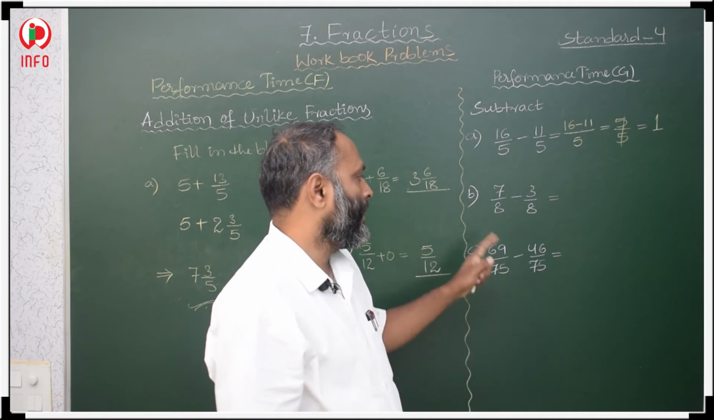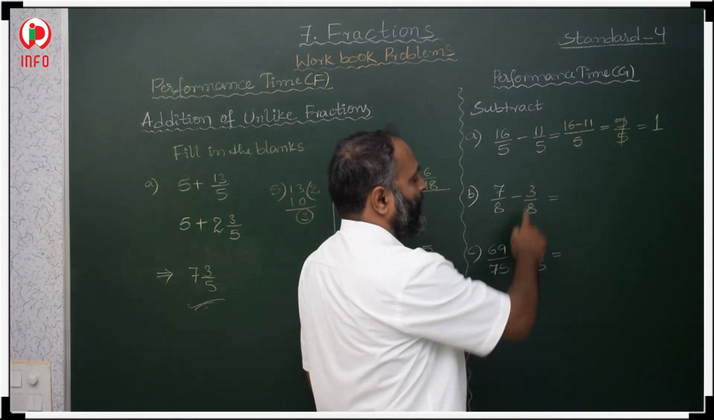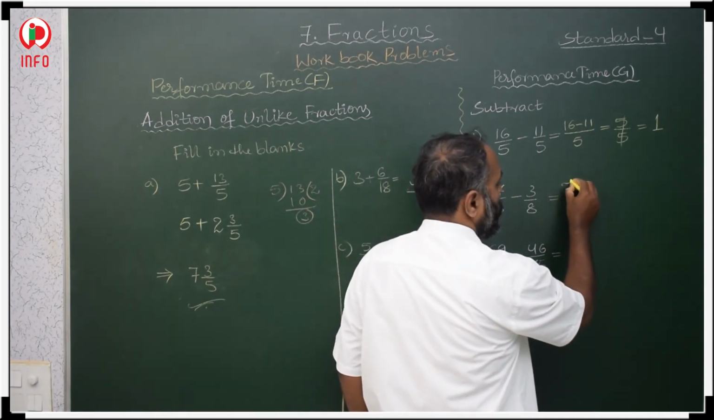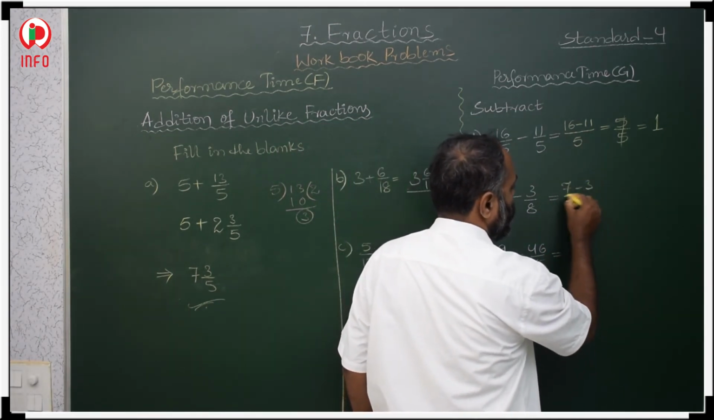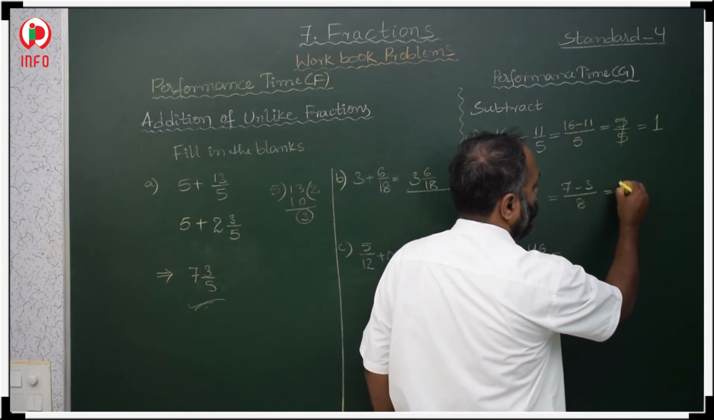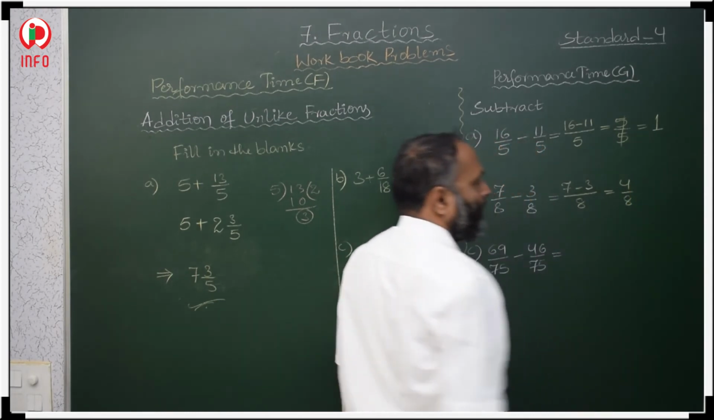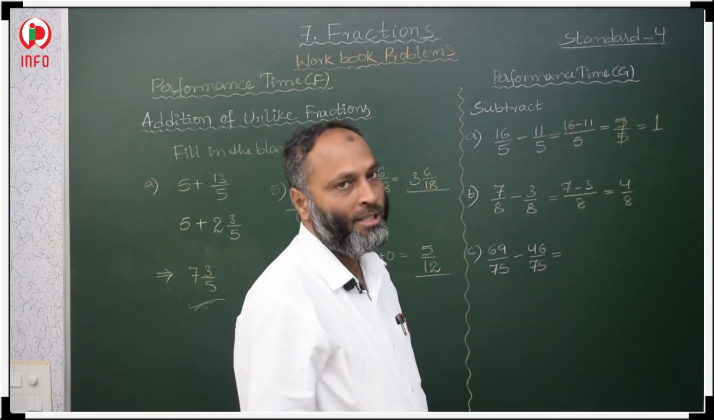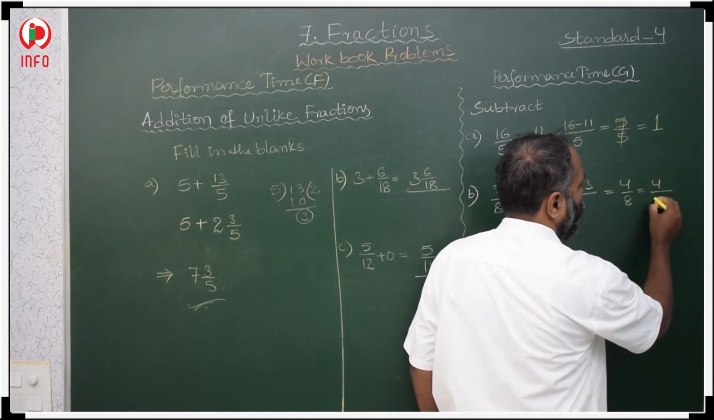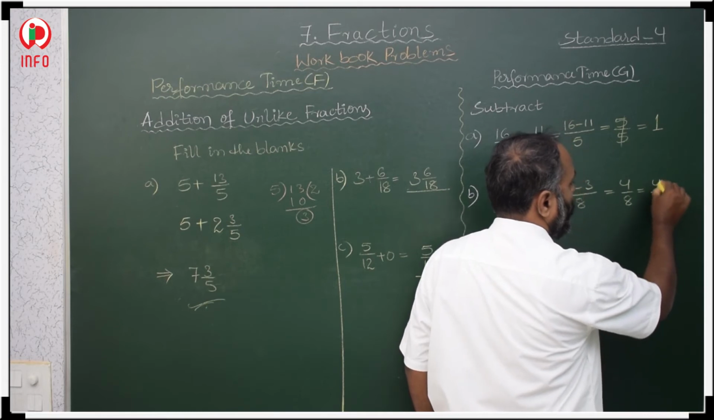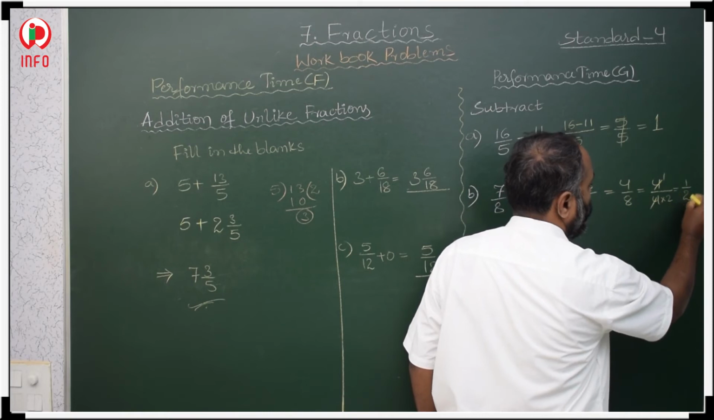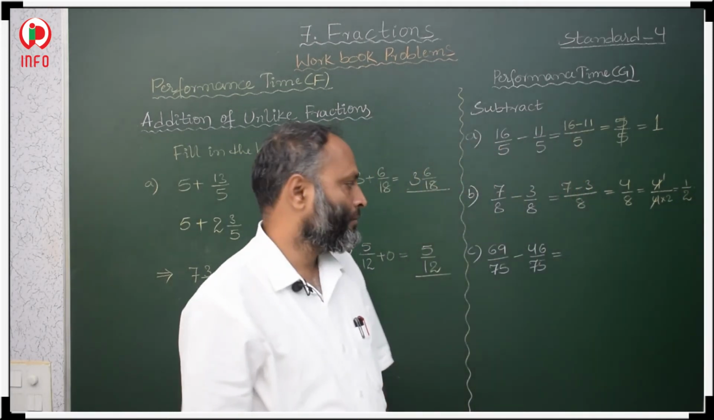Next, 7 by 8 minus 3 by 8, like fractions. So, first fraction minus second fraction over the common denominator. 7 minus 3 is 4, 4 by 8. If you want to simplify, then make it simplified form. 4 stays as it is, and 8 means 4 2s are 8. 4 1s are 4, 1s get cancelled. In the numerator 1 and in the denominator 2. 1 by 2 in simplified form.